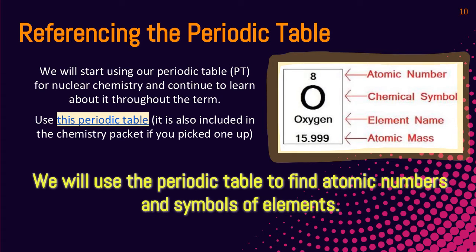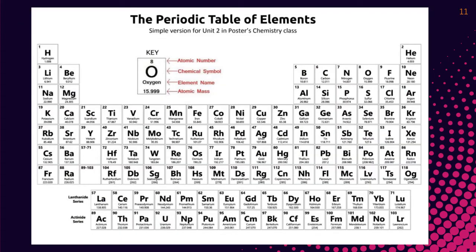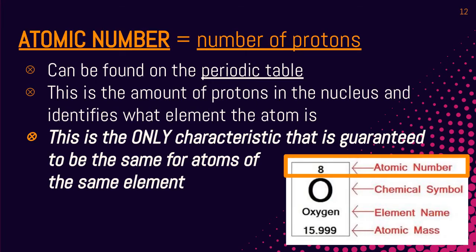So if we know an atom has an atomic number of 8, we can look it up on the periodic table and identify it as oxygen, chemical symbol, capital O. This is what that periodic table looks like. So if you need to copy the key into it, you can do that if you're using the sample from the packet. Otherwise, we can use this periodic table to identify our elements. Let's start with atomic number.